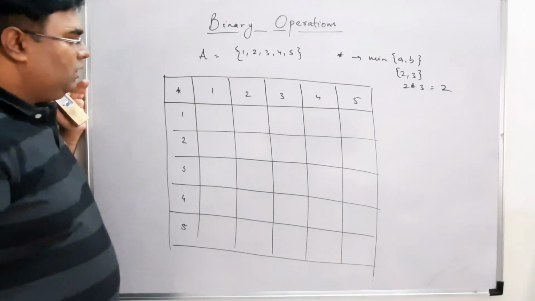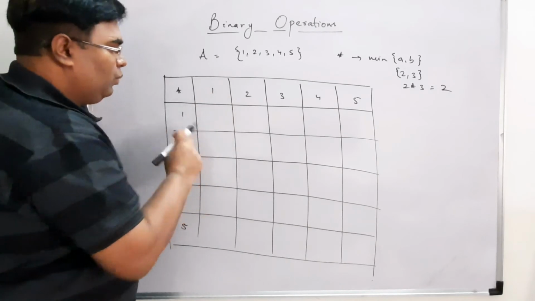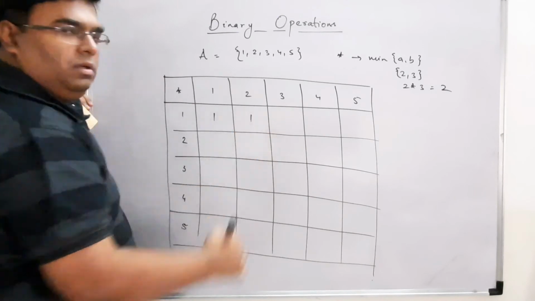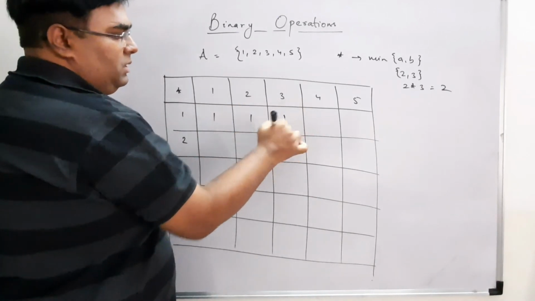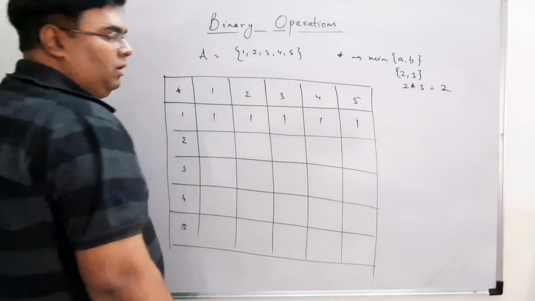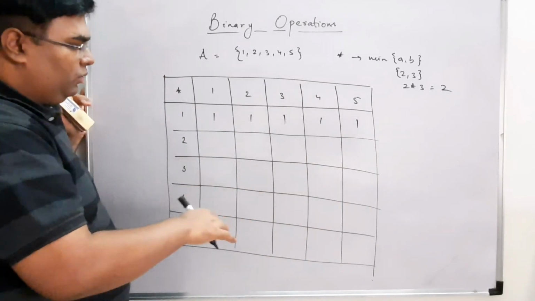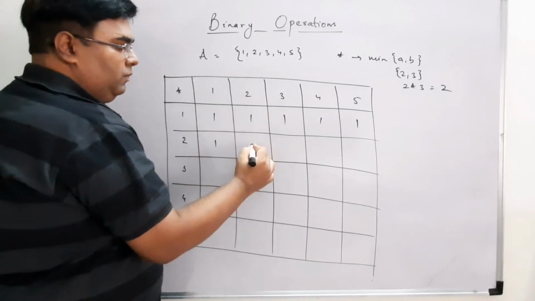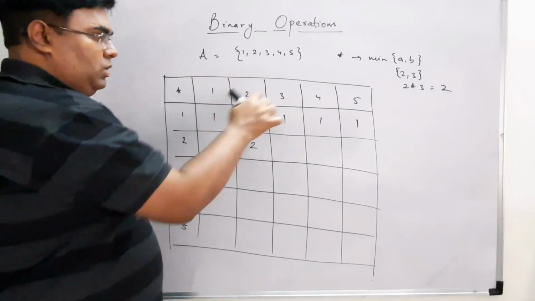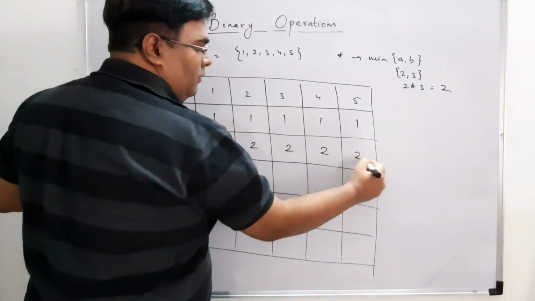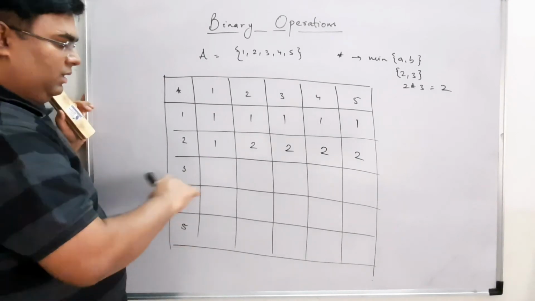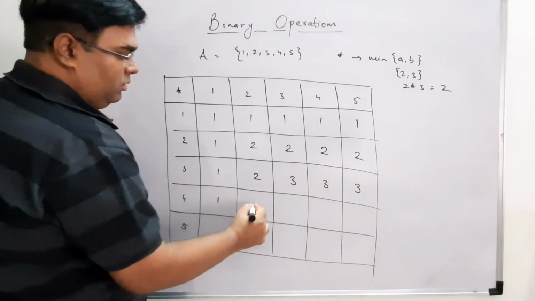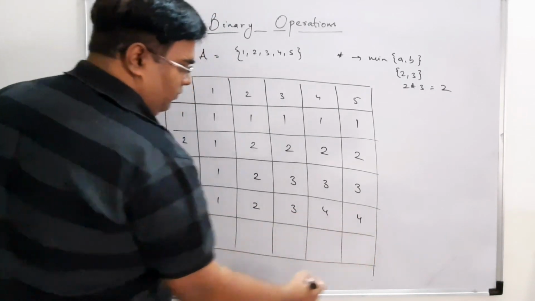Okay. If you take 1 and 1, what will we get? 1 star 1, minimum is 1. 1 star 2, minimum is 1. 1 star 3, minimum is 1. So 1 is the minimum in all the cases. For the second row, 2 star 1 we get minimum as 1. 2 star 2 will get 2. 2 star 3, now for all I will get 2. Similarly, we can write 1, 2, 3, and 1, 2, 3, 4.